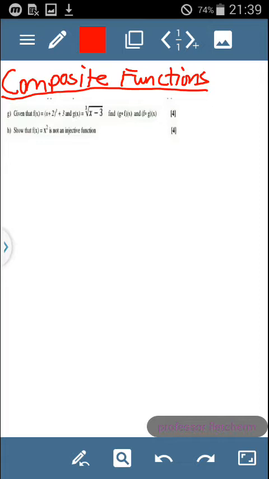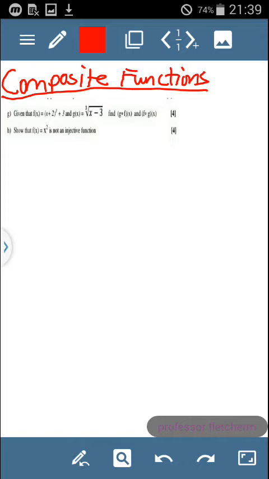Given that f of x is equal to (x plus 2) cubed plus 3, and g of x, which is another function, is equal to the cube root of x minus 3. The question goes on to say, find g of f of x. In other words, find the function g of f of x. And the other one says, find the function f of g of x.